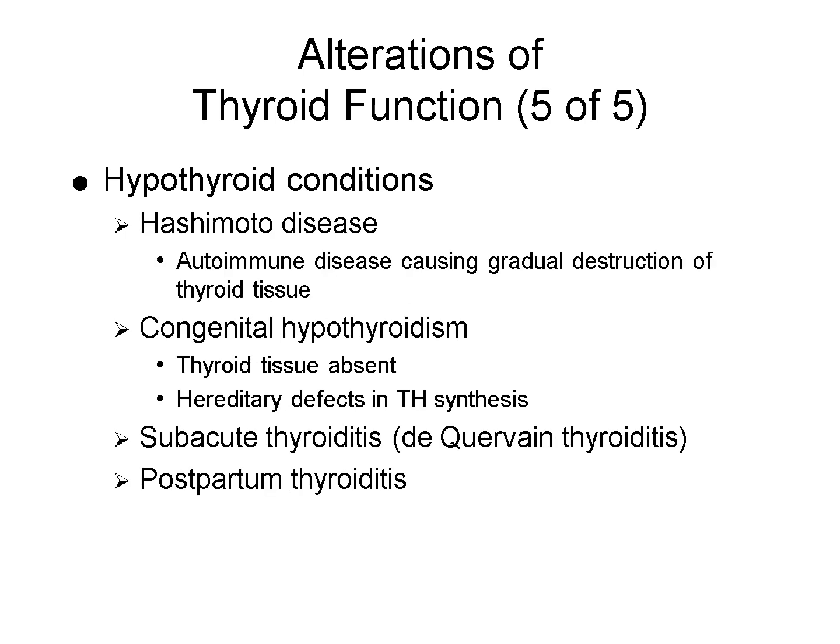Common hypothyroid conditions include Hashimoto disease, an autoimmune condition that gradually destroys thyroid tissue. Congenital hypothyroidism occurs at birth and may result from thyroid agenesis or genetic enzyme defects. Subacute thyroiditis, also known as de Quervain thyroiditis, typically follows a viral infection. Postpartum thyroiditis can develop in women after childbirth and may be temporary or progress to permanent hypothyroidism.